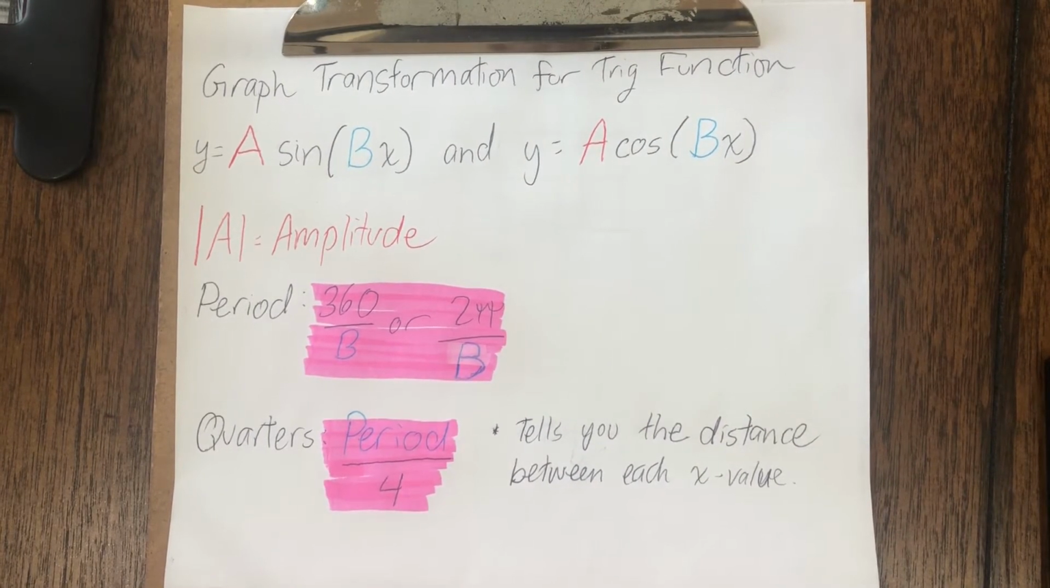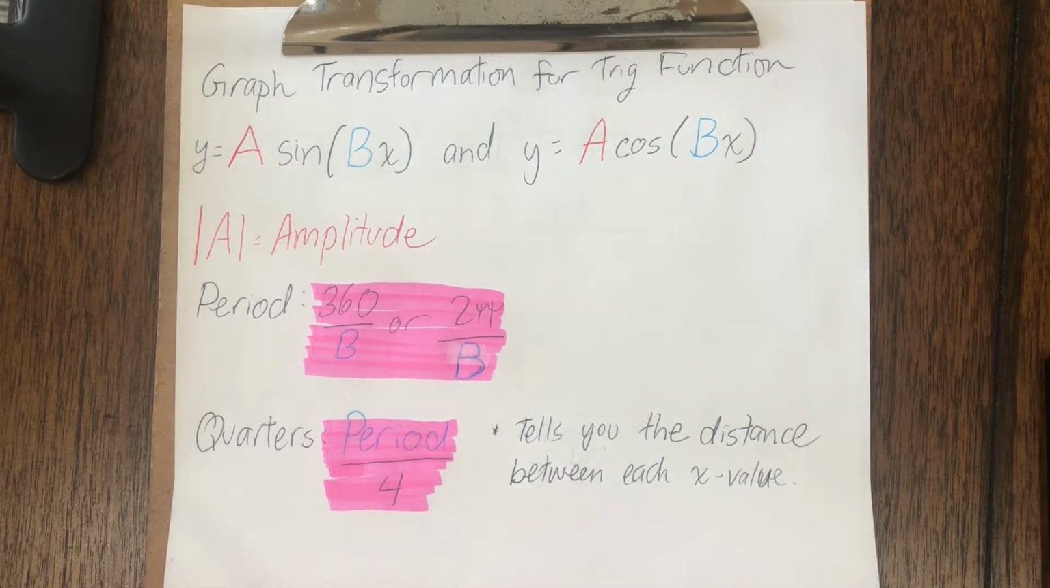In this video, we're going to take a look at graph transformations for trig functions. Now, in the last marking period, we looked at graph transformations for every kind of function. You name it, quadratic, cubic, all those things. Now we're going to look at graph transformations for trig functions, specifically sine and cosine. And we're going to see two types of transformations in this video.